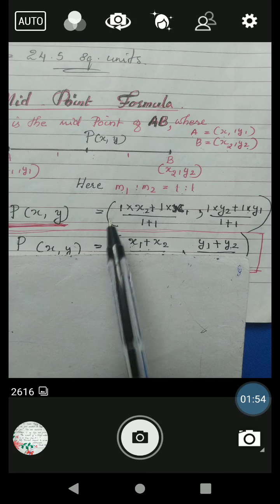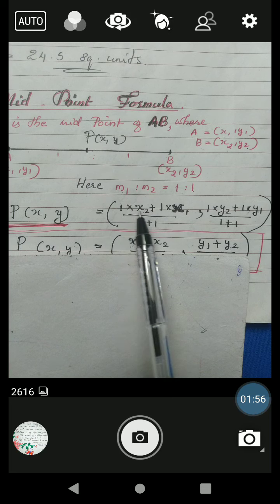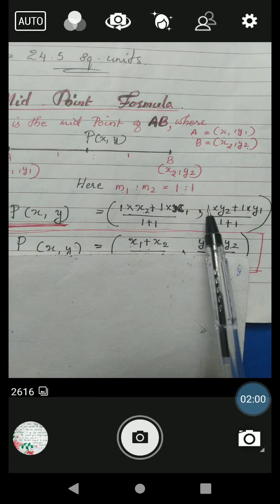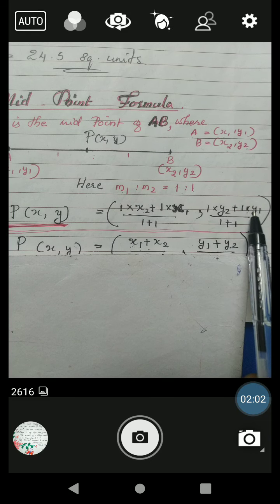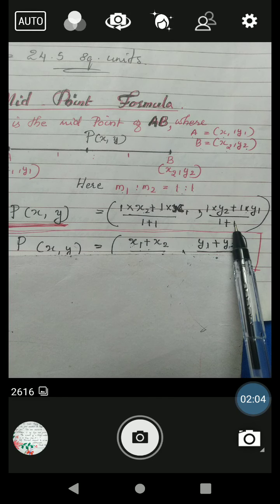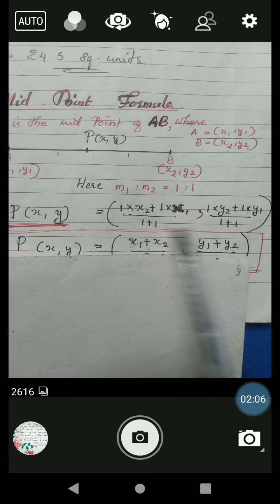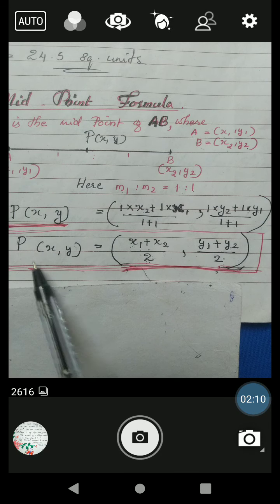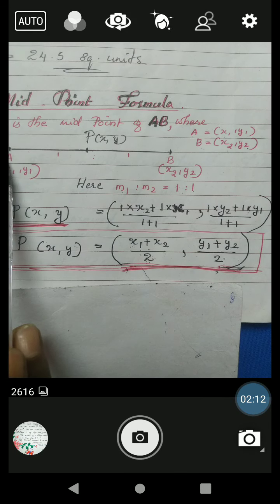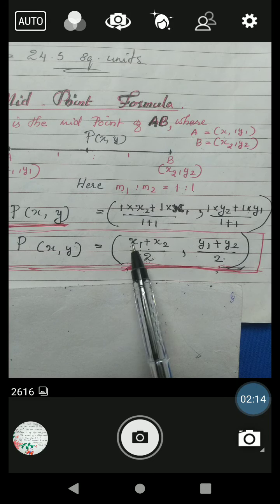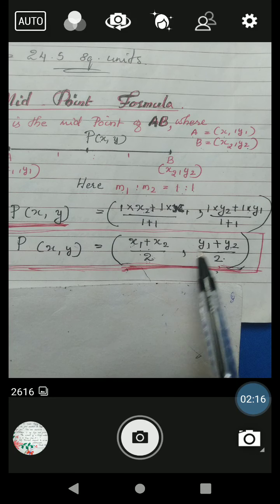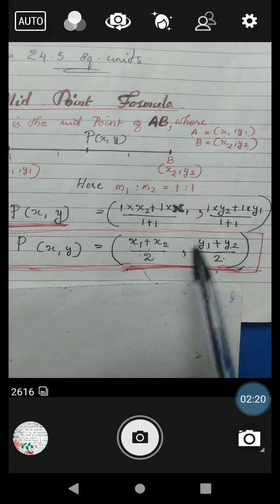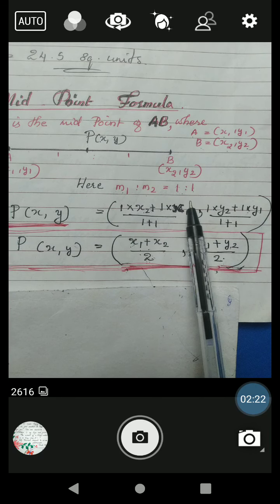You just look here, m1 is 1, so x is m1 x2 plus m2 x1 by m1 plus m2, and y is m1 y2 plus m2 y1 by m1 plus m2. When you simplify, you will get P x, y, the coordinates of the midpoint of A and B, as x1 plus x2 by 2 and y1 plus y2 by 2. Okay, this is the midpoint formula.